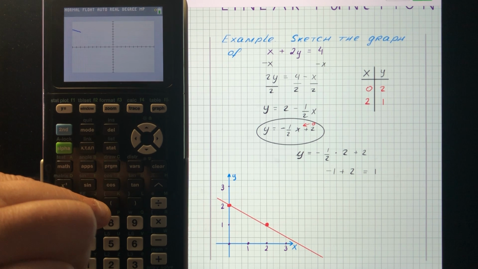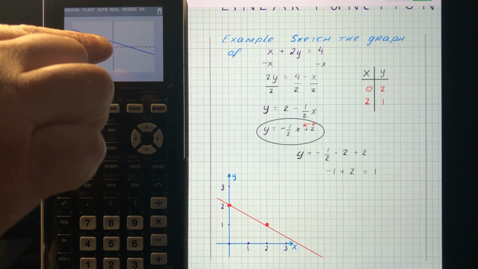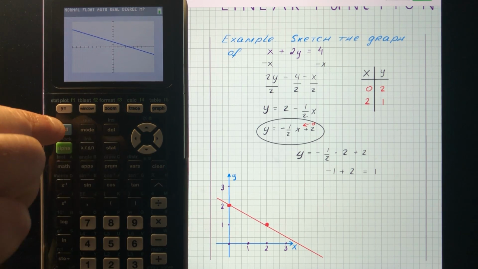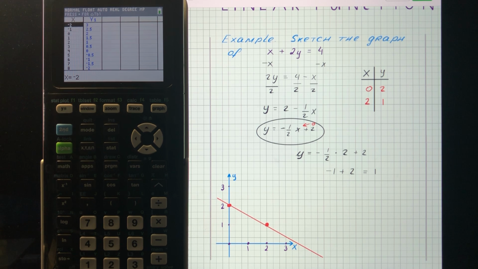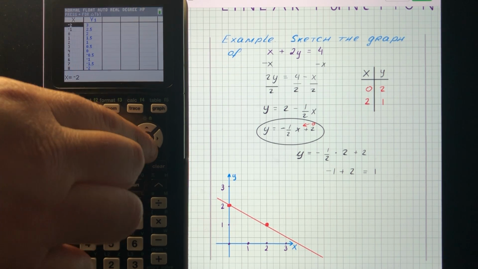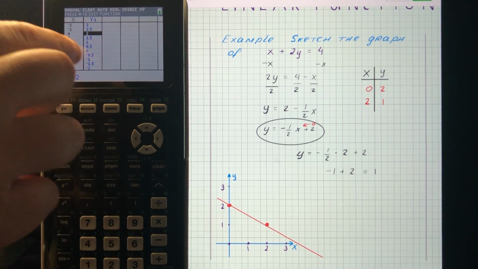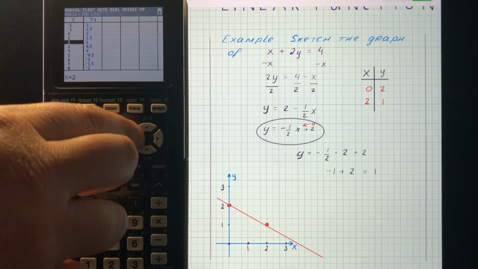So here is the graph of this equation. It also has a negative slope. It also crosses the y-axis at 2. Let's look at the table. The second graph is a table. So we're looking for the same points as we have seen on our table. So (0, 2) is right here, and (2, 1) is right here.